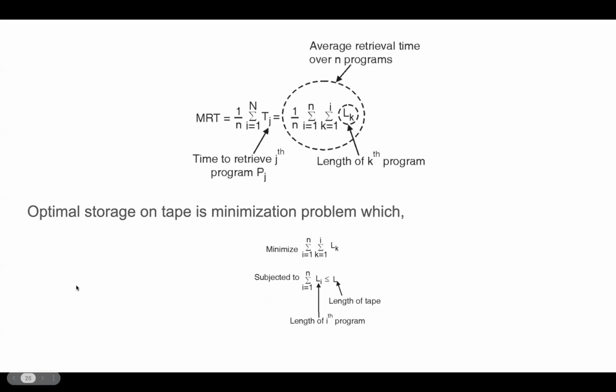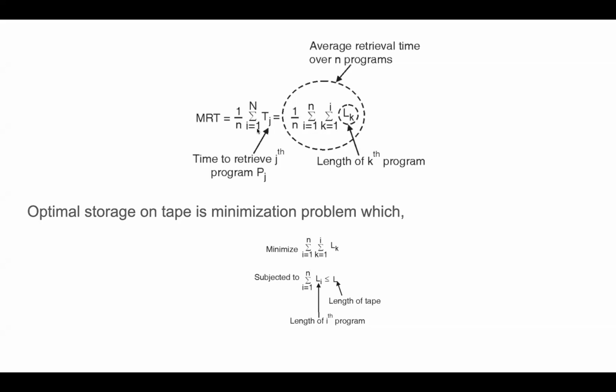It is computed as mean retrieval time is equal to 1 by n. 1 by n means, n number of programs is there, so we have to divide all of this by n, because we are going to find the mean of that particular retrieval time. So 1 by n is given at the first.